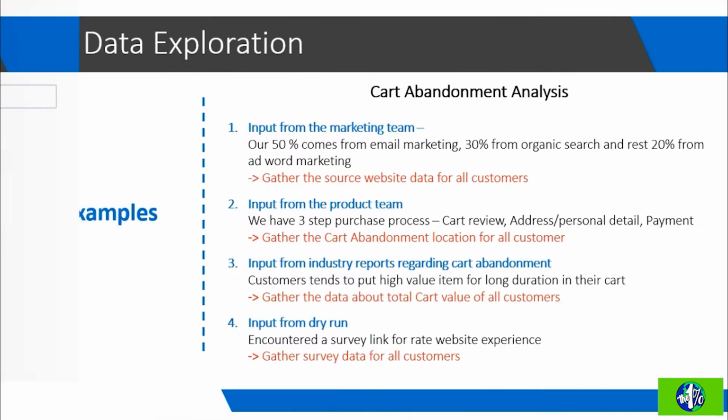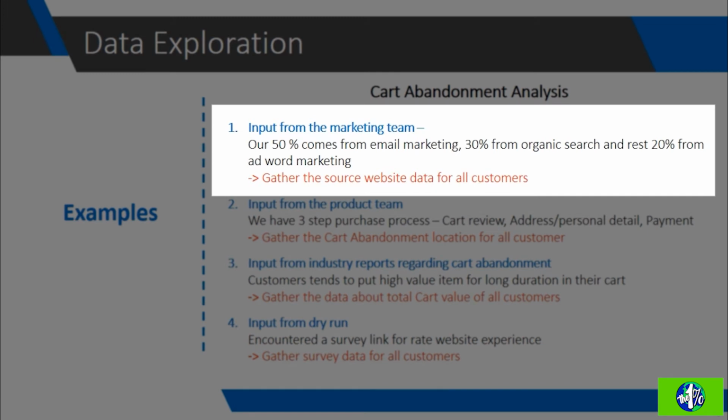Now let's go back to the example of cart abandonment. We decided to go meet some people and do some secondary research. Let us see how business knowledge tells us what data to gather. So first we went to the marketing team. They tell us that customers who are coming to the website are coming from three different channels. 50% come from email marketing, 30% from organic search, and 20% from AdWord marketing.